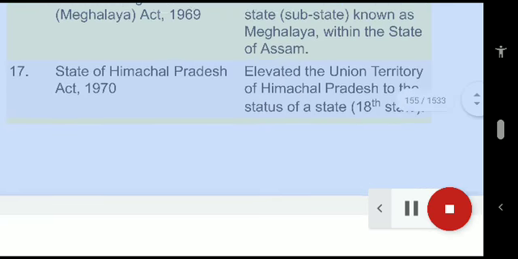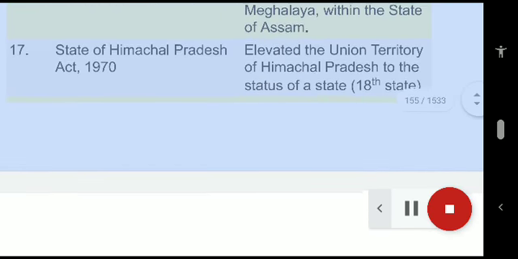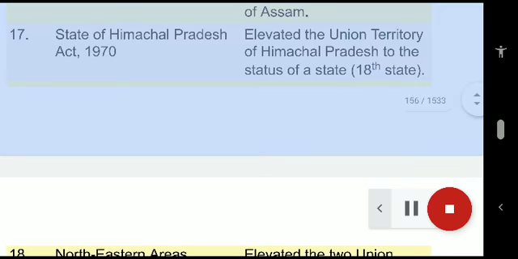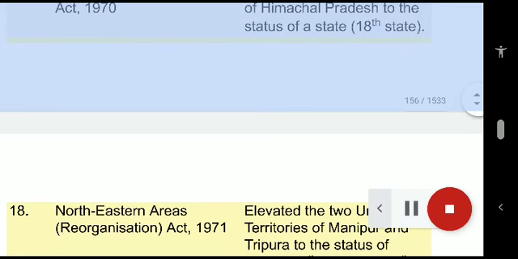17. State of Himachal Pradesh Act 1970 elevated the union territory of Himachal Pradesh to the status of a state, 18th state.